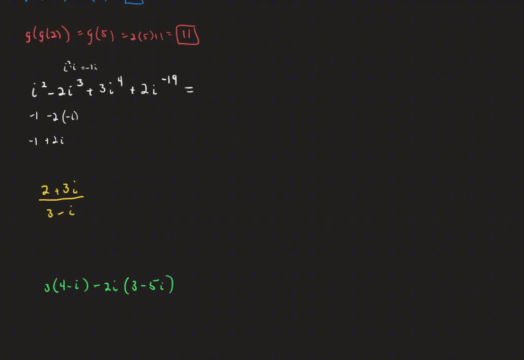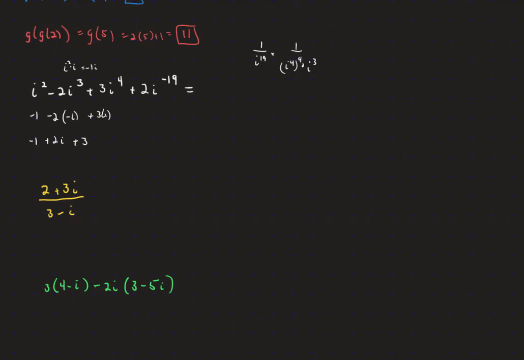Now i to the fourth, i squared is negative 1. Negative 1 times negative 1 is positive 1. So that's just going to be 3. And now we got i to the negative 19. Let's see. 1 over i to the 19th. So we know that any multiple of 4, so 19 is going to be 16 plus 3.